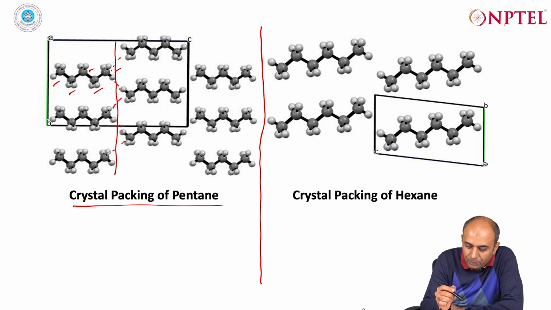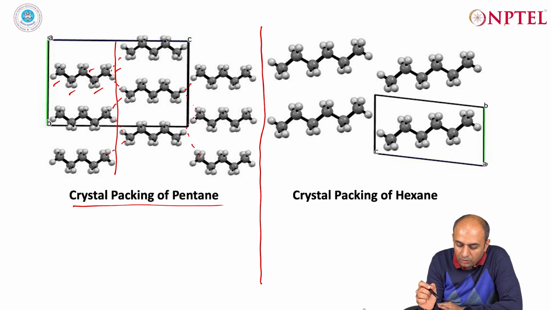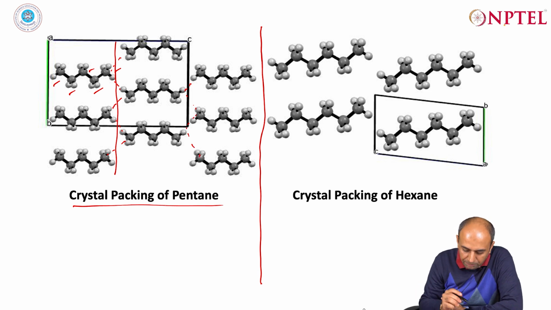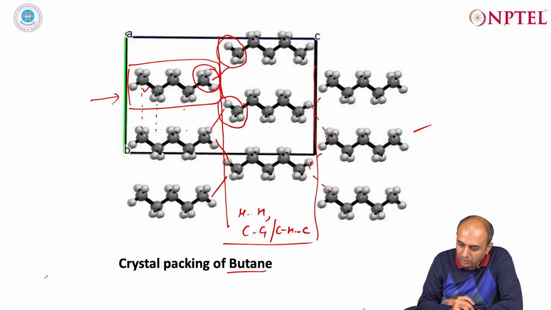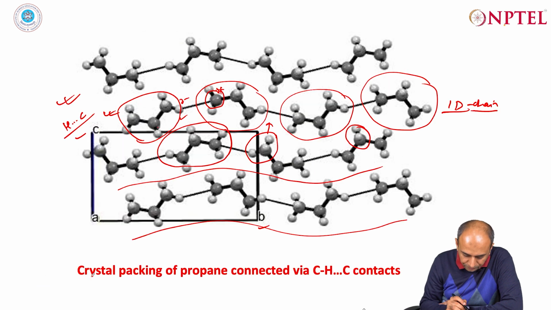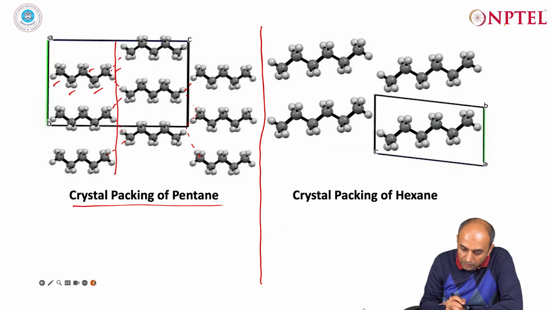favorable to close packing. And then in case of the third layer, again it is a repetition of the first layer, where again you maximize these interactions. So, you can see very clearly here that pentane has got an arrangement which is very similar to that of butane.